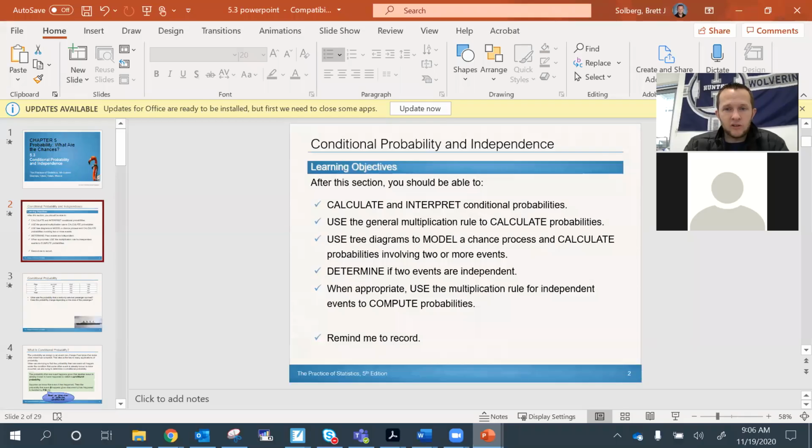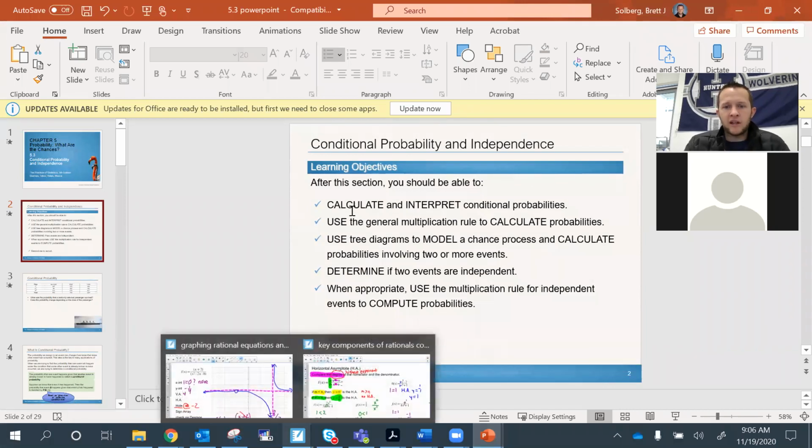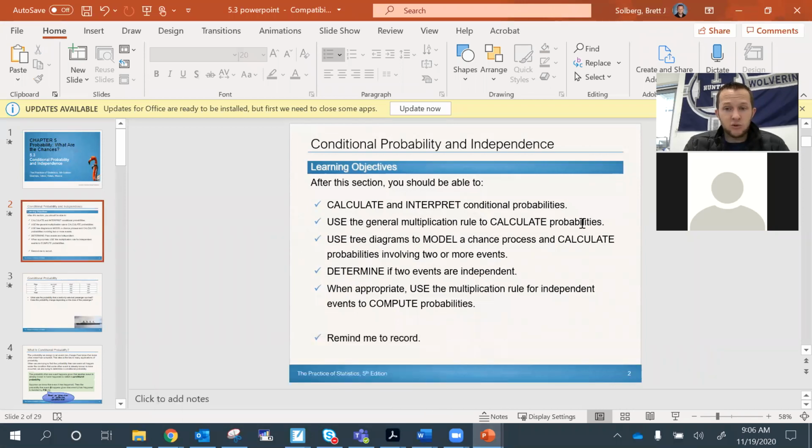This is going to be 5.3, where we're going to talk about conditional probability and independence. We are going to have 2 days to do this. And so we're probably just going to get up to independence, and then we'll do that next time, okay? But overall, these are the things we're going to talk about: calculate and interpret conditional probabilities, using the general multiplication rule to calculate probabilities, doing a lot with tree diagrams to model and figure out the probabilities. And then next time we'll talk about independence, how to determine if two events are independent, and computing those probabilities.